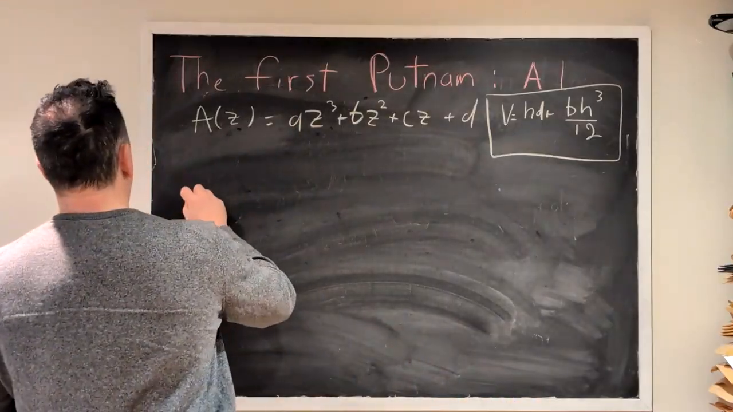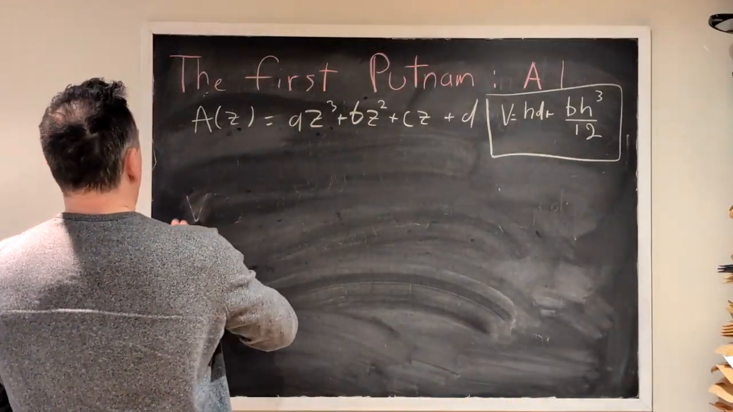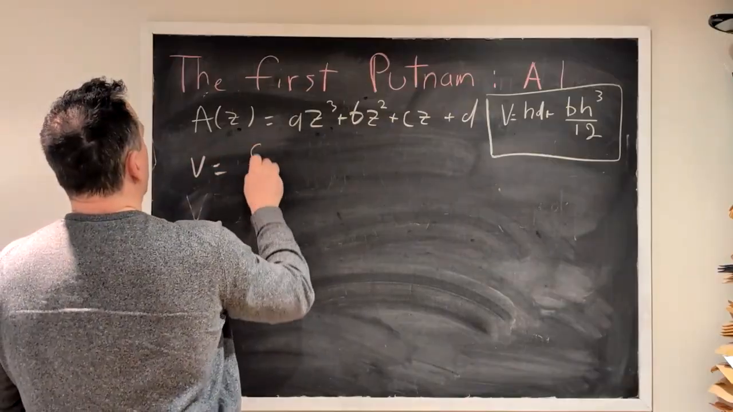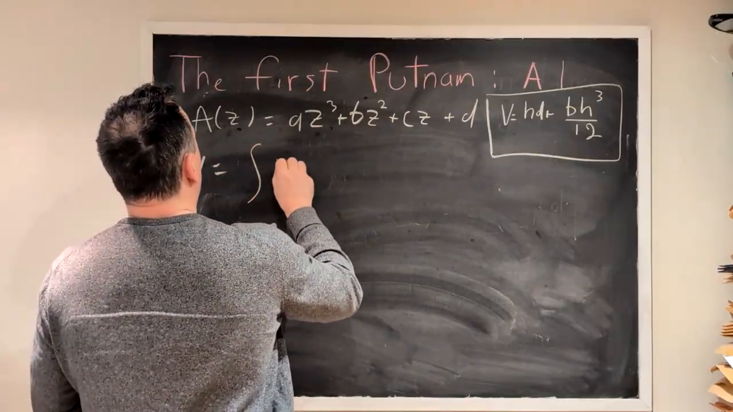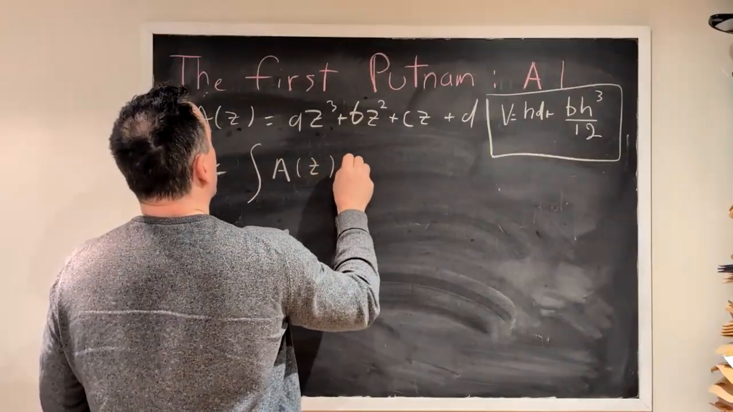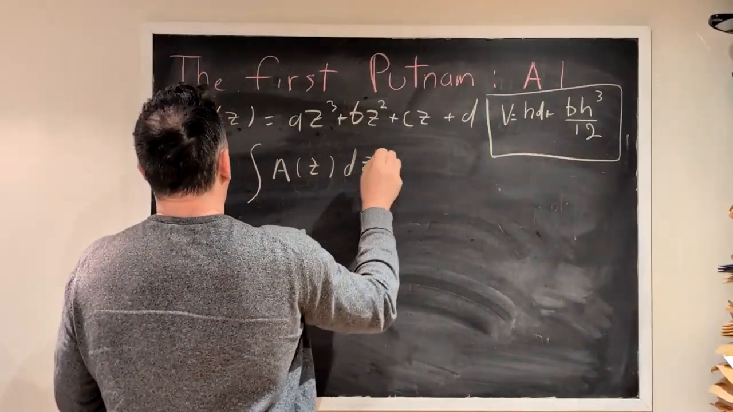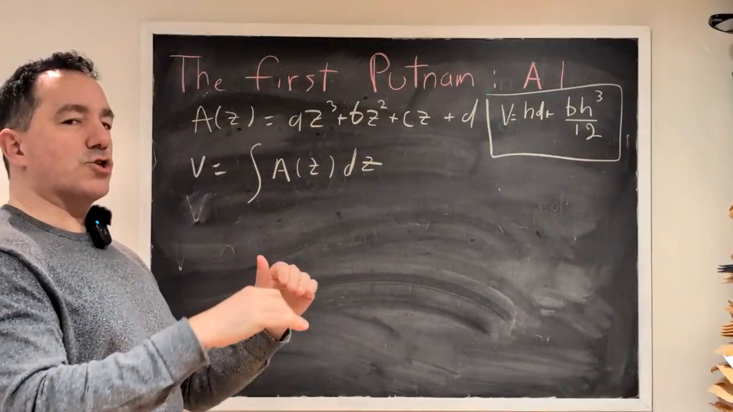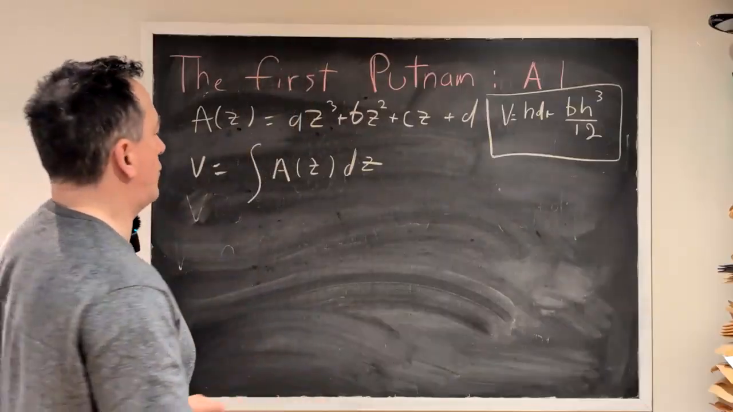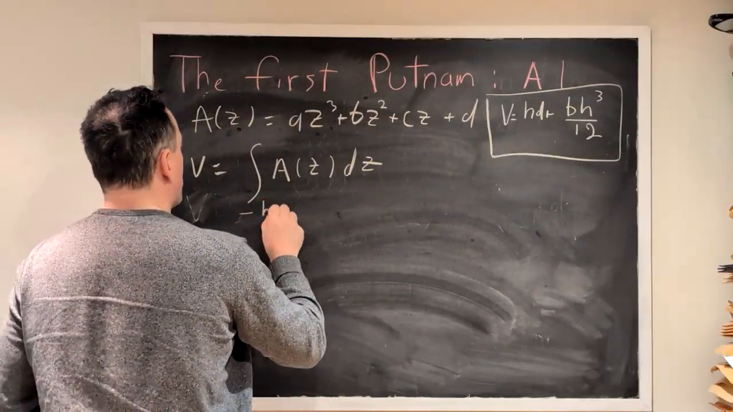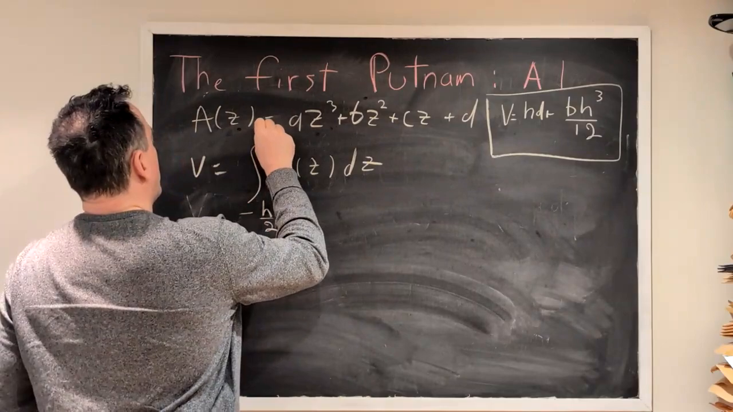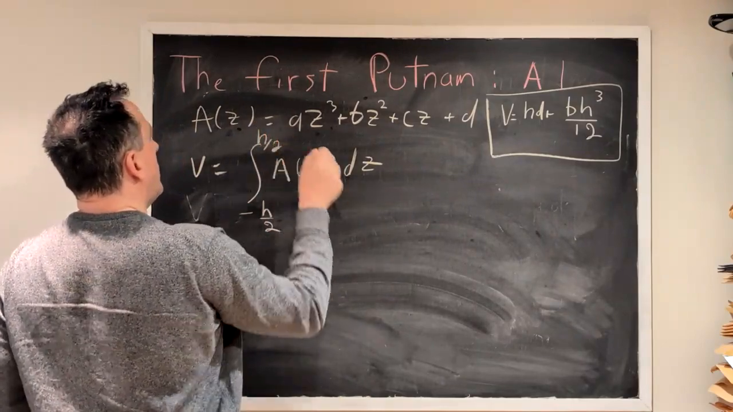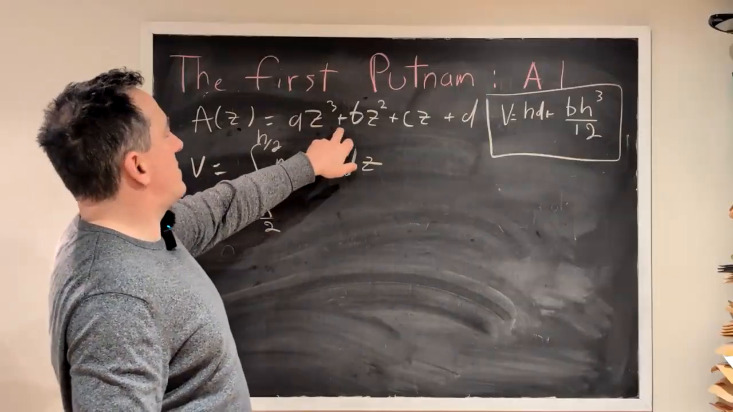So here the volume is equal to the integral of a of z dz, and we integrate from z equals minus h over 2 to z equals h over 2. So it's really straightforward calculation. And a of z is given by this polynomial.